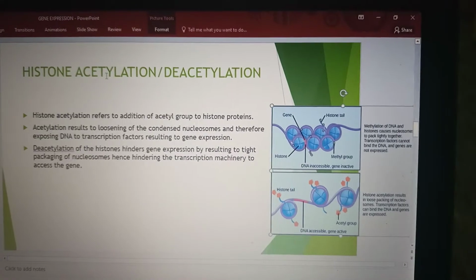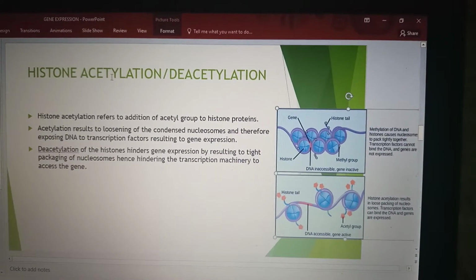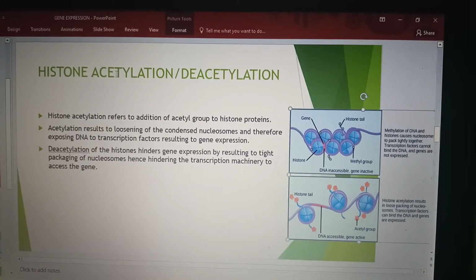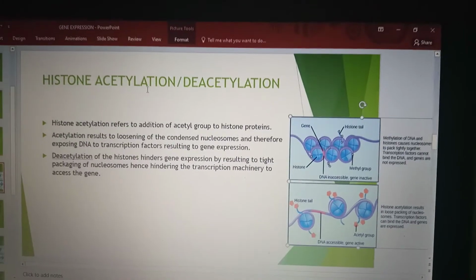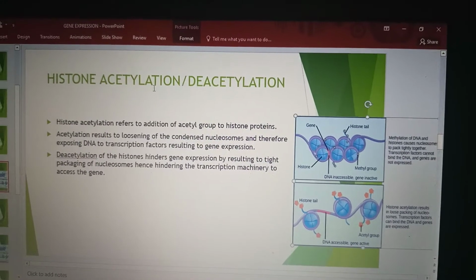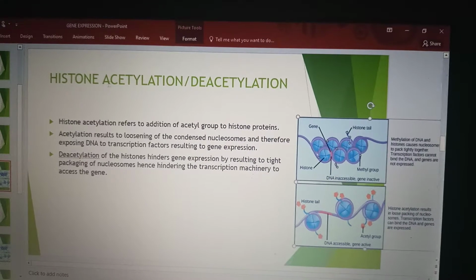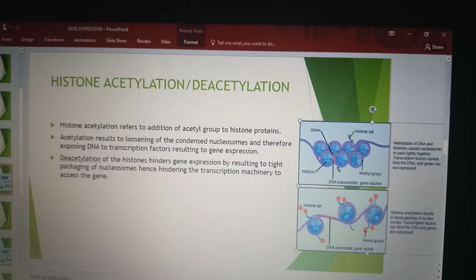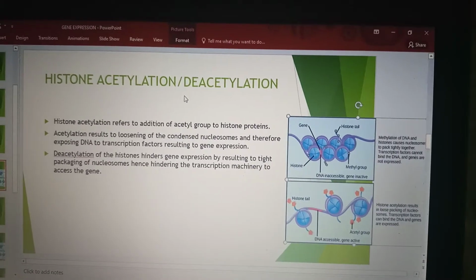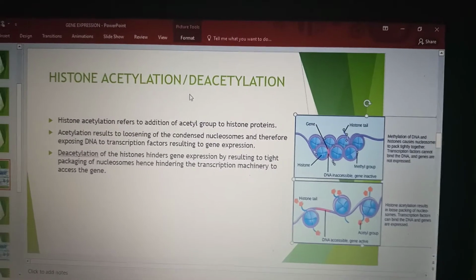Today we are going to look at one mechanism of controlling gene expression at the chromosomal level, and this mechanism is histone acetylation. Histones are proteins, and acetylation is the process of adding acetyl groups to histones. Deacetylation is the opposite, that is, removal of acetyl groups from the histone.